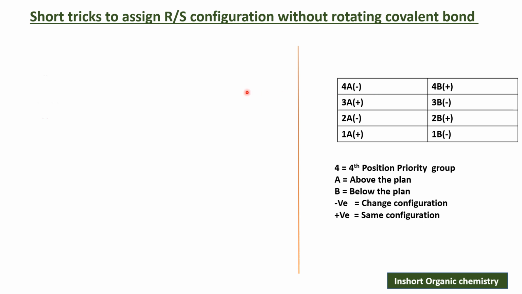So let's start with the example. This is the first molecule. The first step is to assign the priority. First priority obviously goes to the oxygen, then this carbon having two oxygen, third to this carbonyl group, and fourth to this CH2.